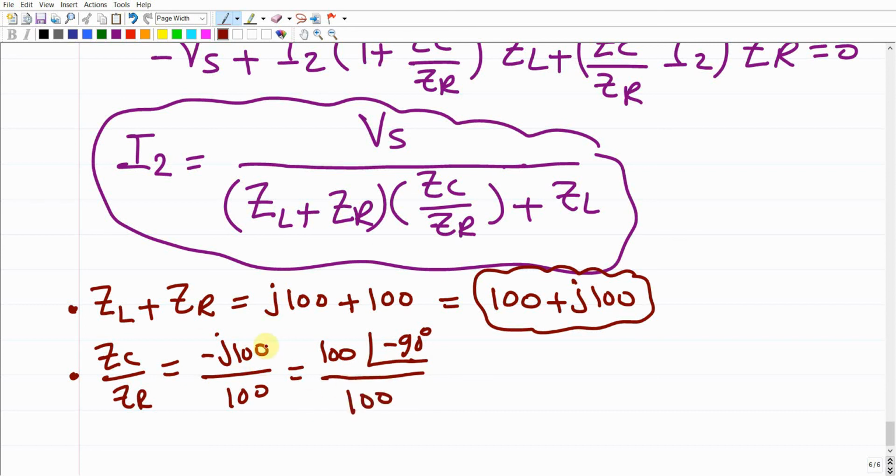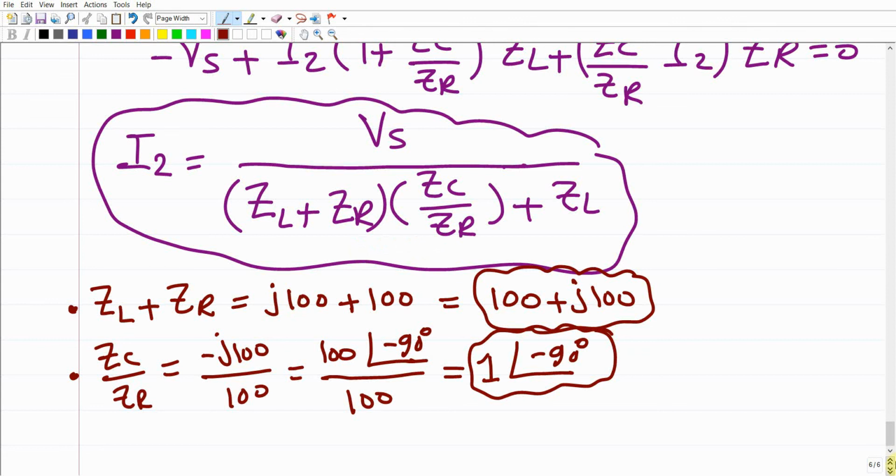So automatically you have to consider this, memorize these things. Like if it is negative J, automatically it is equivalent to negative 90. If it is positive J, it is equivalent to 90, and so on, as long as it is just an imaginary term, there is no real term. So simply, if we did the calculation, 100 divided by 100, this is going to give us 1. This is the magnitude, and the angle is going to be negative 90 degrees. This is ZC over ZR. Make sense?